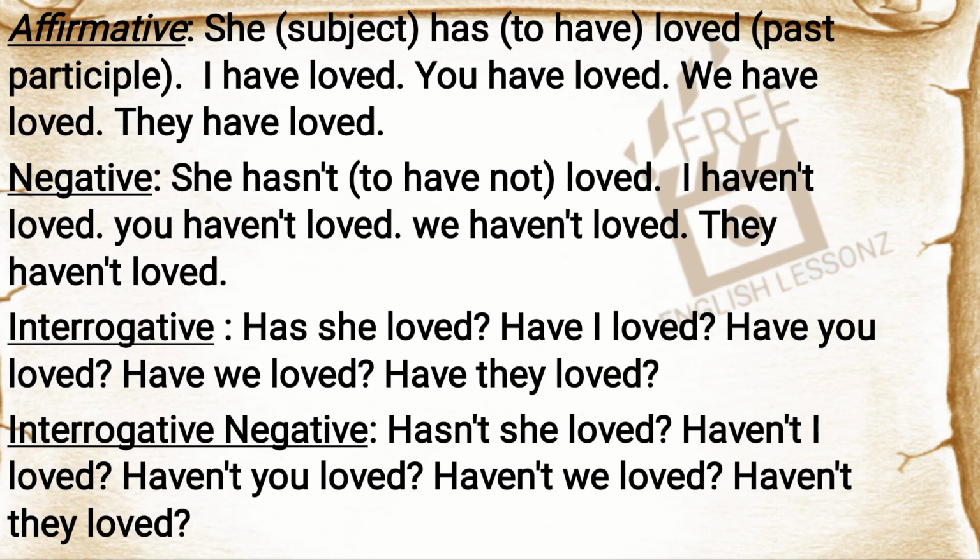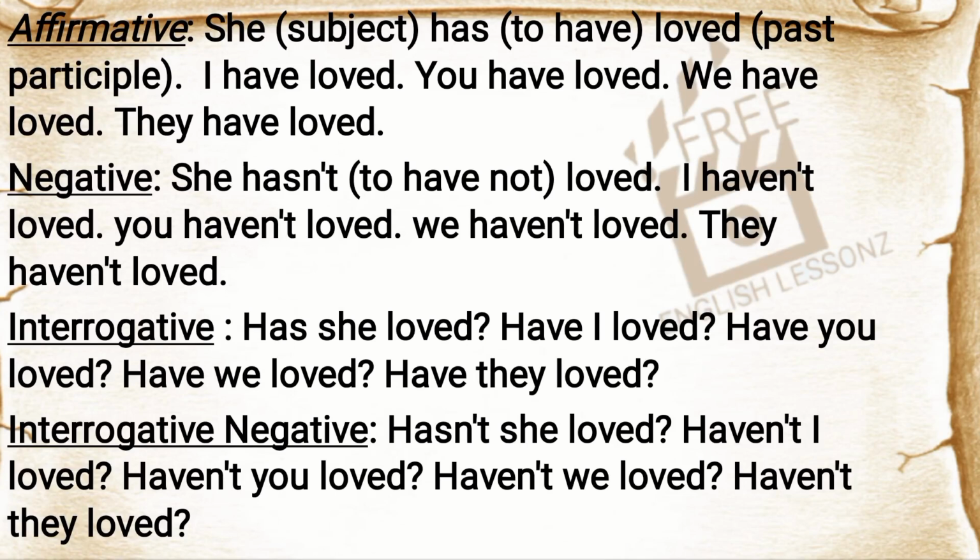I have loved, you have loved, we have loved, they have loved. Negative: she hasn't, to have not, loved. I haven't loved. You haven't loved. We haven't loved, they haven't loved. Interrogative: has she loved? Have I loved? Have you loved? Have we loved?